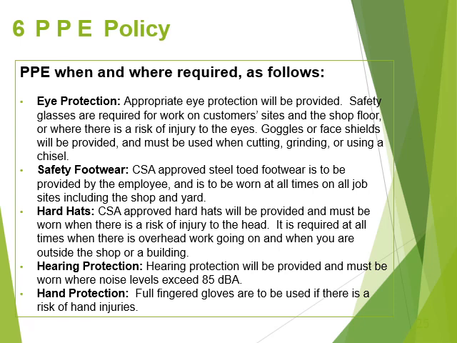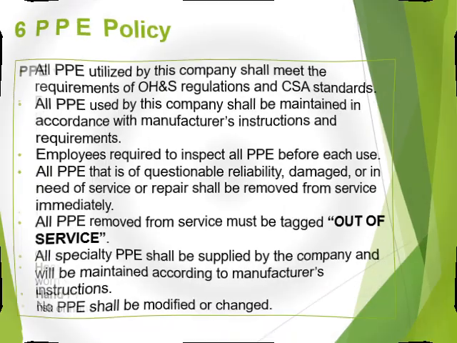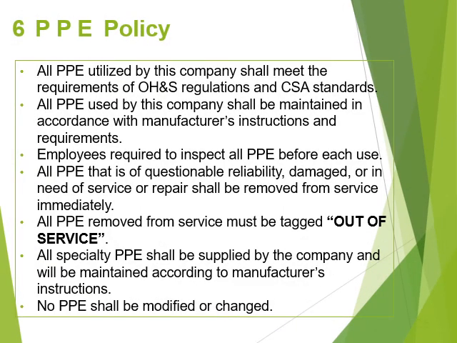Hearing protection. Hearing protection will be provided and must be worn where noise levels exceed 85 decibels. Hand protection. Full fingered gloves are to be used if there is a risk of hand injuries. All PPE utilized by this company shall meet the requirements of the OH&S regulations and CSA standards.